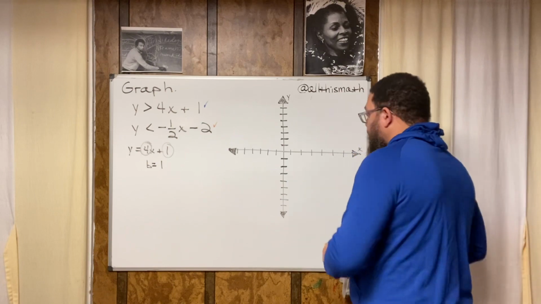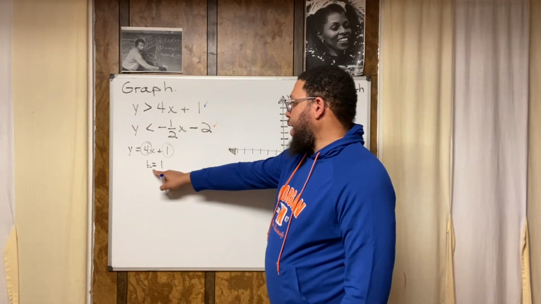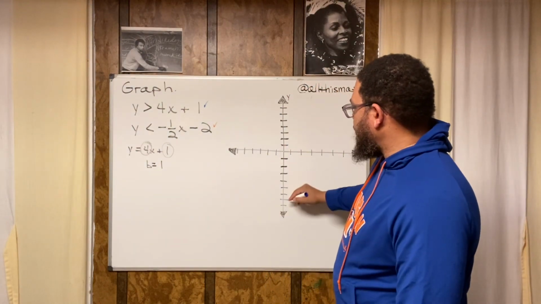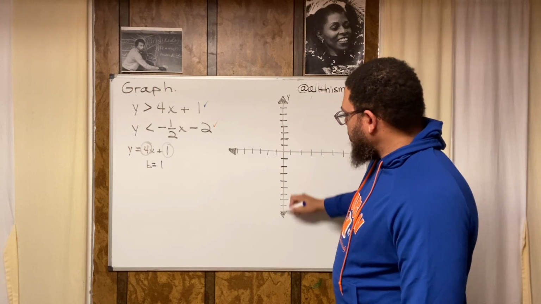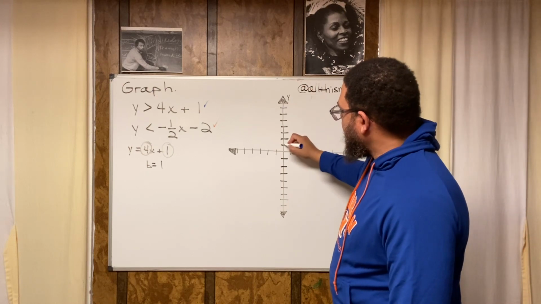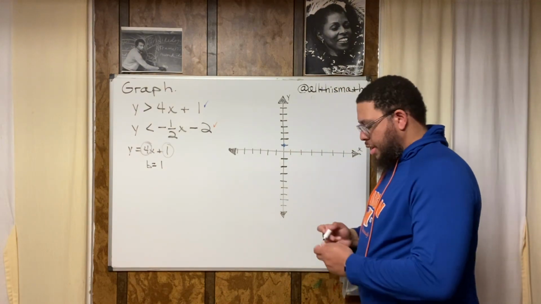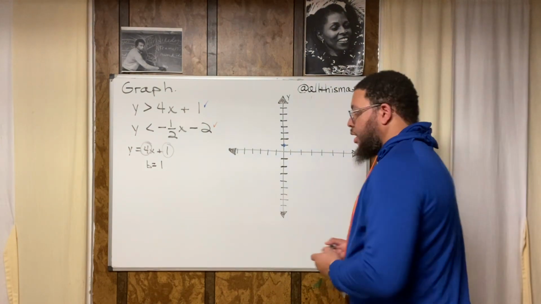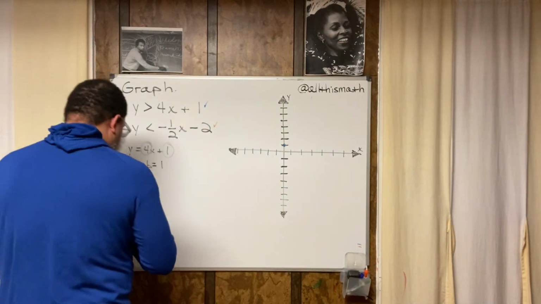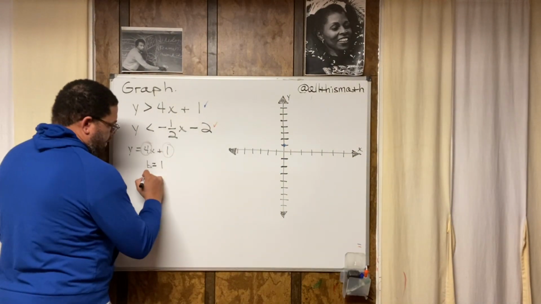So we've got blue. The y-intercept is a 1, so I go on the y-axis and I find positive 1. The negative numbers are all down here, positive numbers are up here. So I plot that point right there. Now, the next thing I want to do is identify my slope, and then I'm going to tell you how to use the slope.